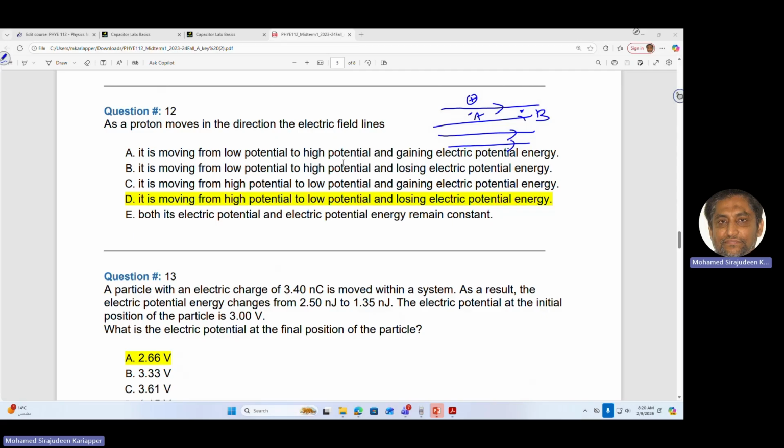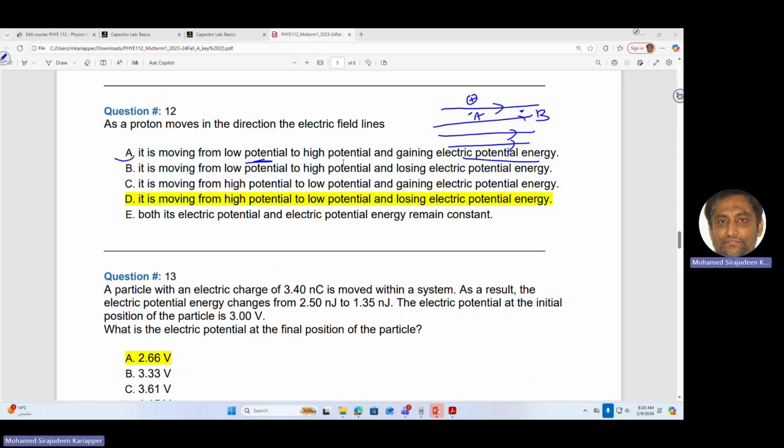Potential does not depend on the particle that you bring in. Potential will decrease in the direction of the electric field. So here we are looking at potential, also potential energy. We are looking at both. When you go in the direction of the electric field, potential will decrease. That part I know.